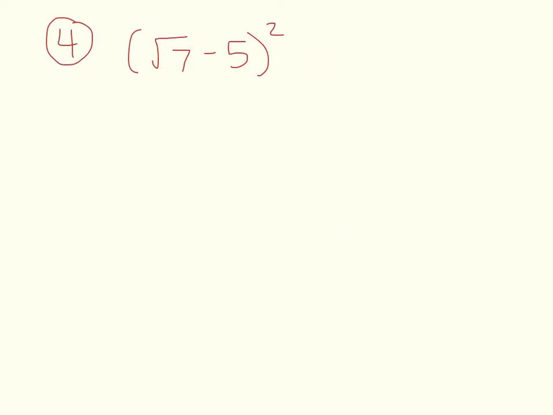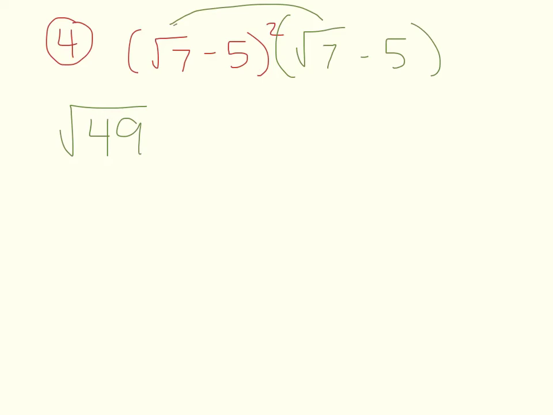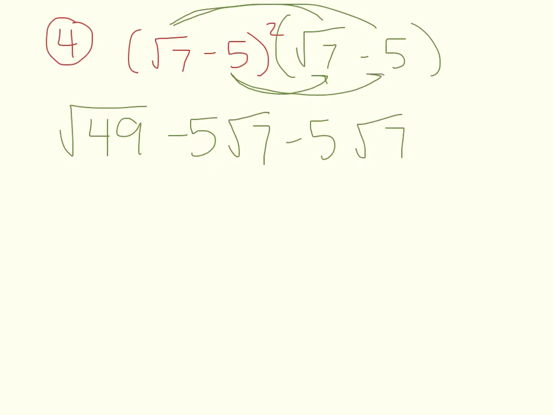Alright, last one. The square root of 7 minus 5 to the second. Remember, when you take something to the second, it's the same thing as multiplying by itself. So times the square root of 7 minus 5. Okay, so then you double distribute. The square root of 7 times the square root of 7 is the square root of 49. Square root of 7 times negative 5 is negative 5 square root of 7. Negative 5 times the square root of 7 is negative 5 square root of 7. And negative 5 times negative 5 is positive 25.